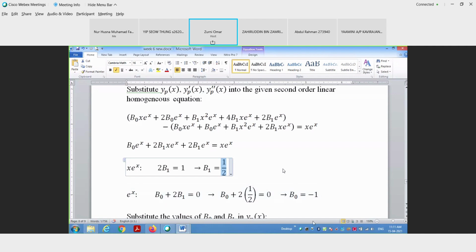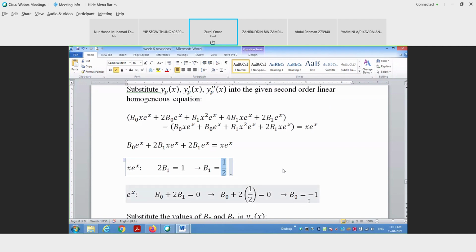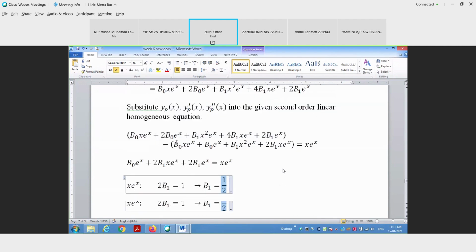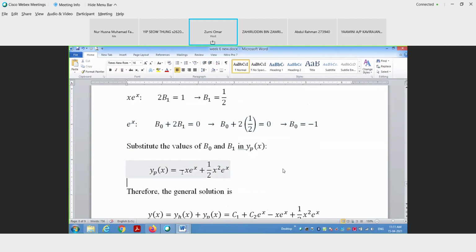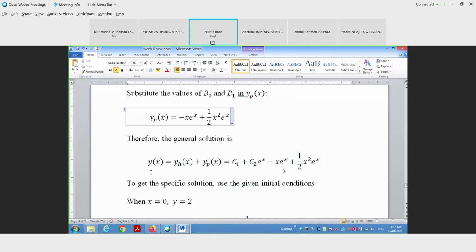We go up there and replace b0 with minus 1 and b1 with a half here. So we will get minus x e^x, this one is b0, plus 1/2 x squared e^x, and then the general solution will be this: yh plus yp. This is yh, and this is your yp.